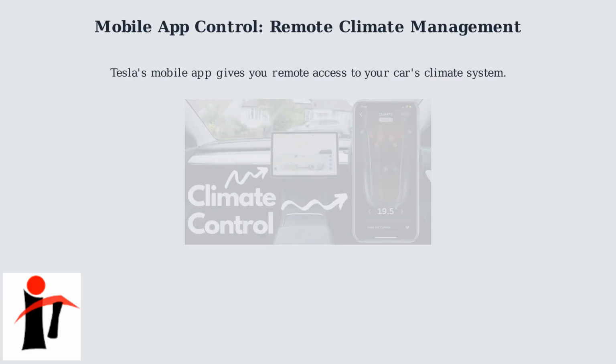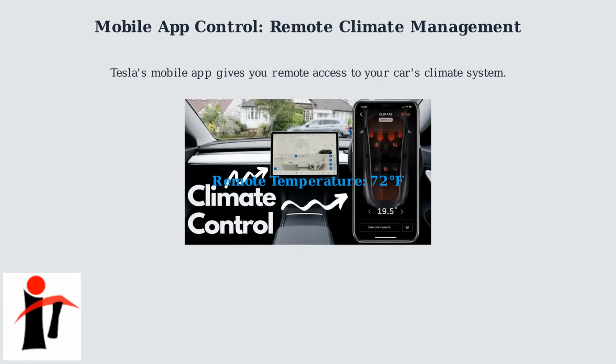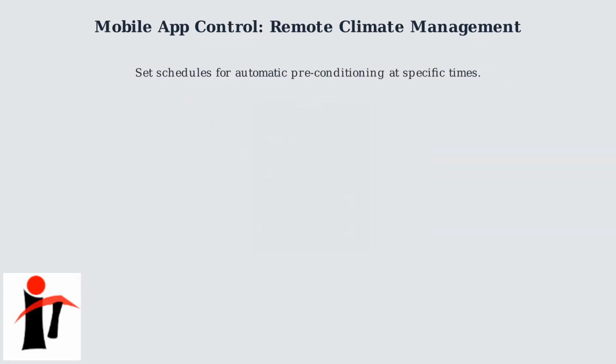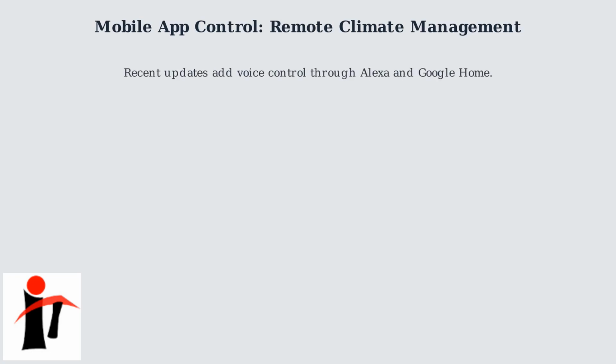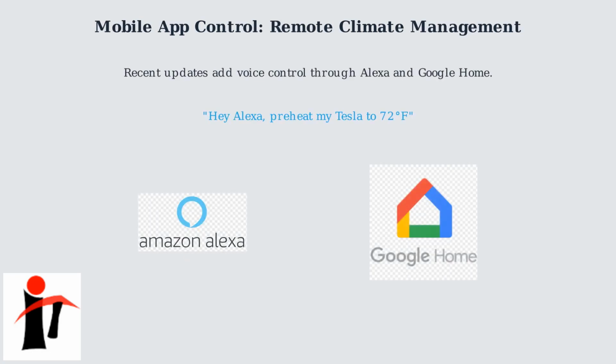Tesla's mobile app gives you remote access to your car's climate system, letting you control the climate from anywhere. You can precondition the cabin temperature before entering the vehicle, which is especially helpful in extreme weather. Set schedules for automatic preconditioning, ensuring your car is comfortable exactly when you need it. Recent app updates include voice integration with Alexa and Google Home, allowing hands-free climate control.